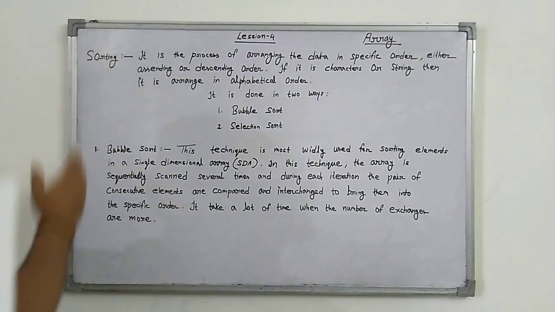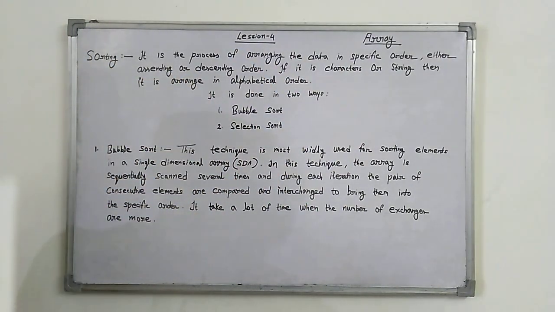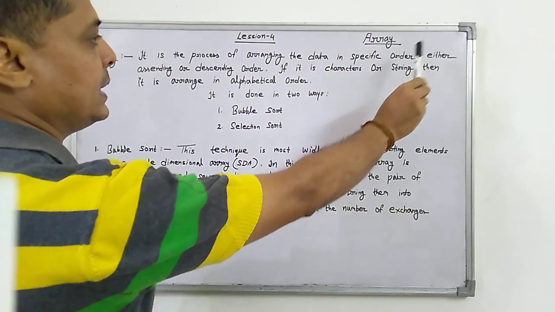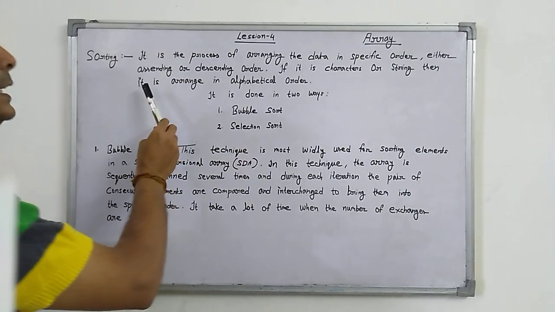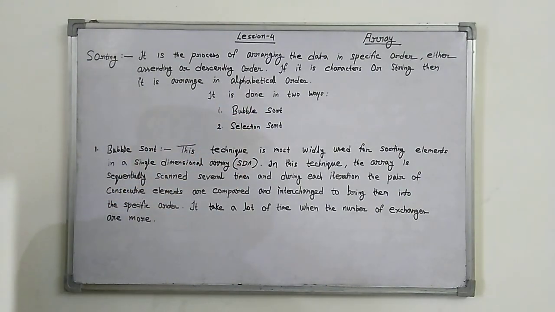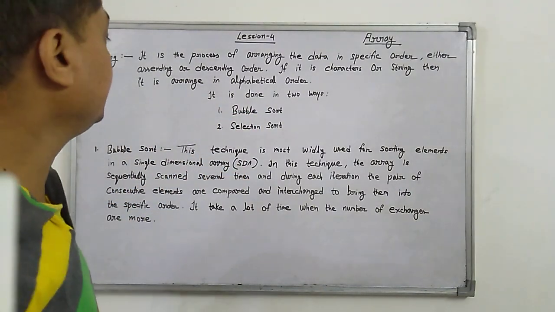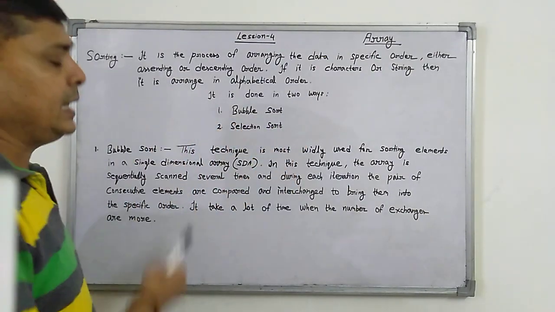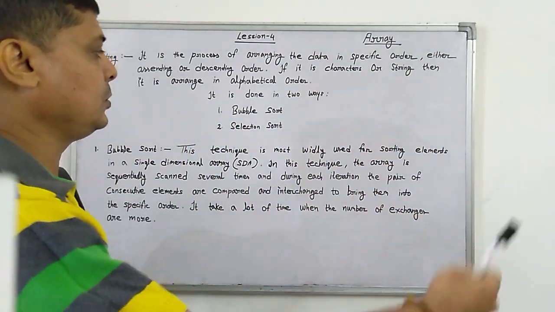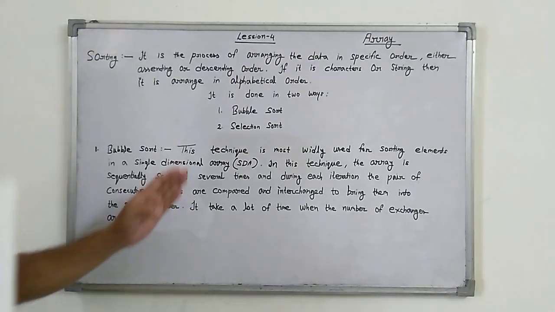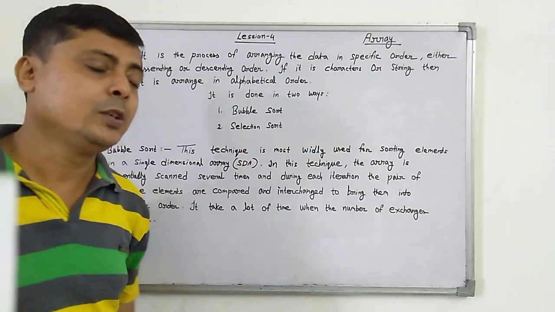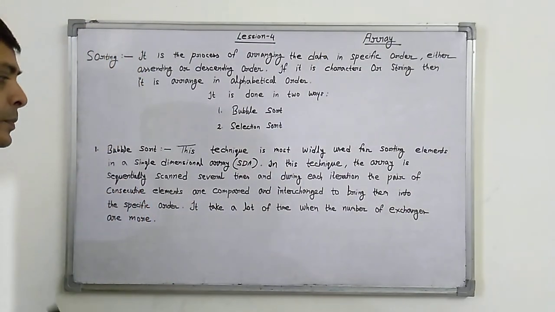Today we start sorting. It is the process of arranging the data in a specific order, either ascending or descending order. If it is a character or string, then it is arranged in alphabetical order, meaning A to Z or Z to A. It is done in two ways. First one is bubble sort, second one is selection sort. Today we discuss bubble sort.